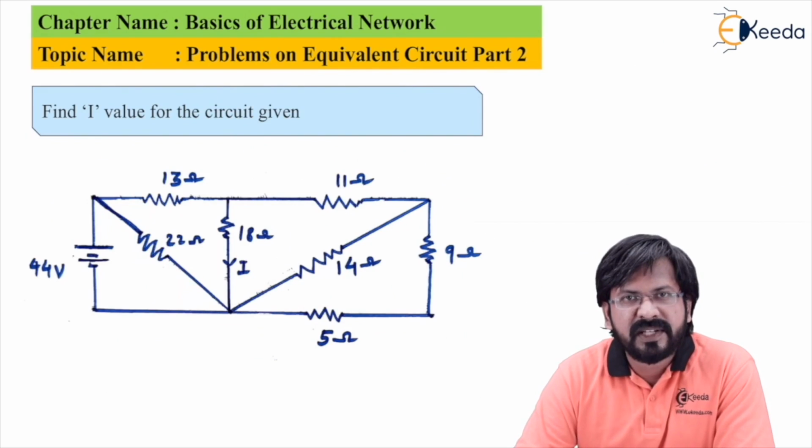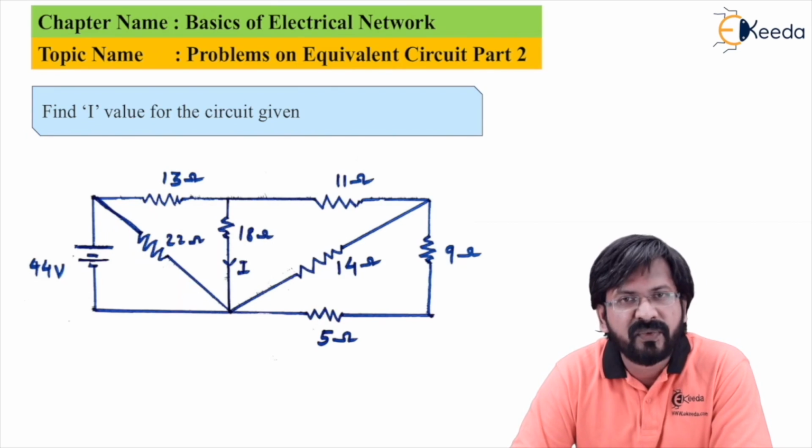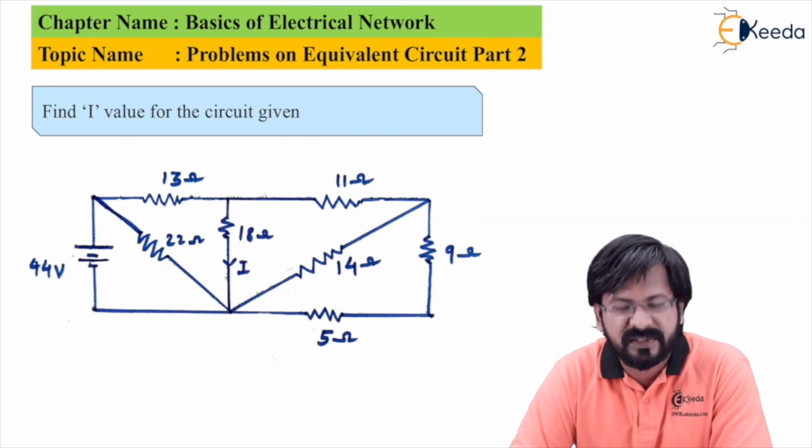So the next problem has appeared on the screen. In this problem, you have to find the value of I. As you can see, the direction of the current in the respective branch is also specified. That is, you have to find the current through the 18 ohms resistance.